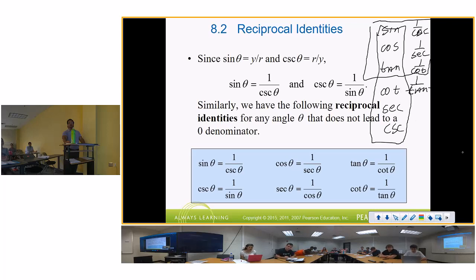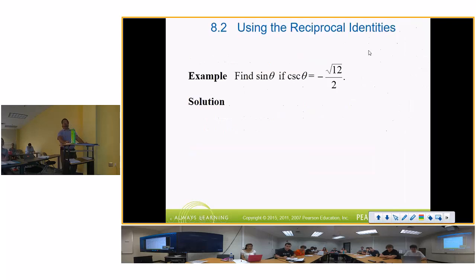Hopefully, some of you are learning that you don't have to memorize your way through trig. You don't. There are some things that you do need to memorize, but not right now. Find the sine if the cosecant of theta is given. Well, first of all, this is how you're thinking.